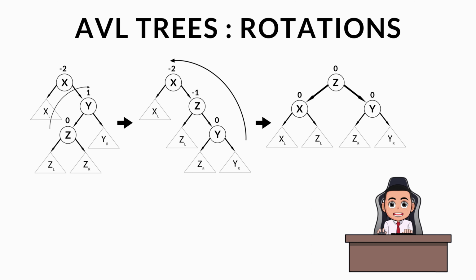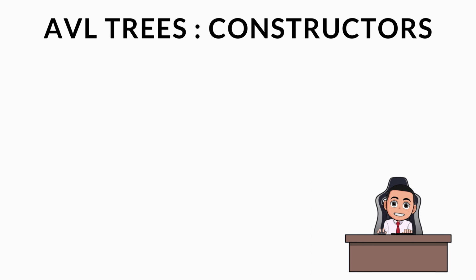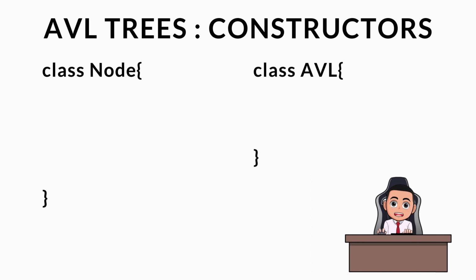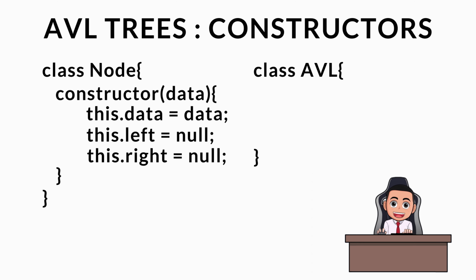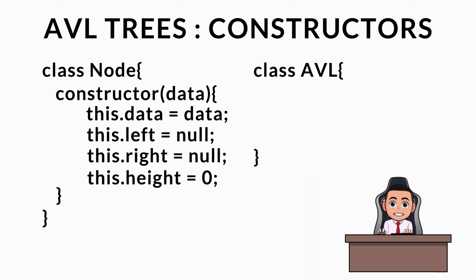Alright, so from here, let's start going over the code. So we'll go over our constructors first. So we're going to have two classes, a node class and an AVL class. Going over our node constructor first is going to be the same exact code as the code within my binary search tree video, except that we need to add a height property. This height property will be used to calculate the balance factors of the nodes. So we'll initialize this height property to 0, since a single node has a height of 0.